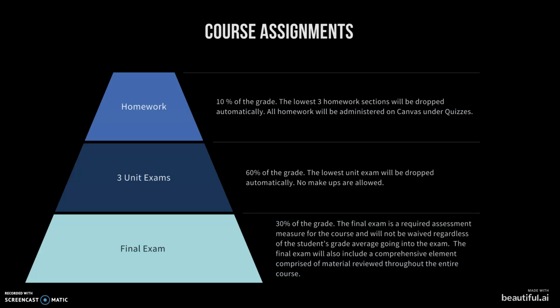Now, there will be 3 unit exams, and that will be worth 60% of the grade. Now, what I'm going to do is I'm going to drop the lowest unit exam automatically. And then we have homework, which is 10% of the grade, and I'm going to drop the 3 lowest homework sections automatically. Now you can find all the homework on Canvas, and it's going to be under the Quizzes tab.